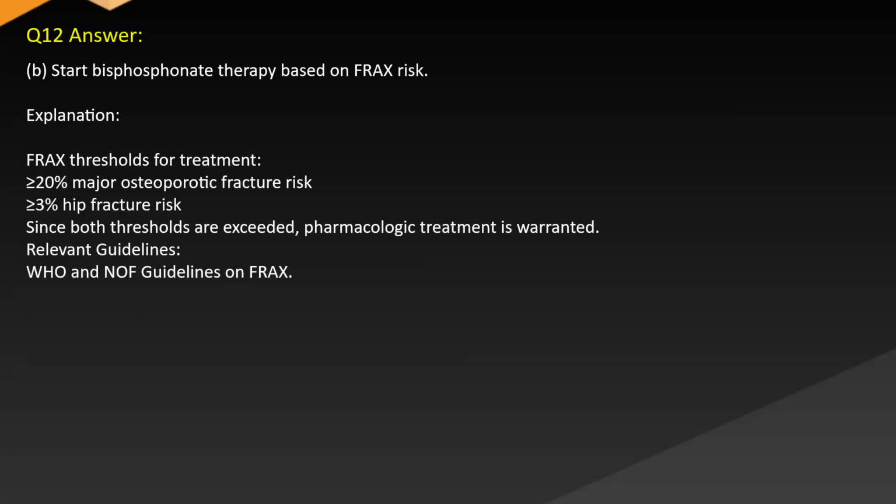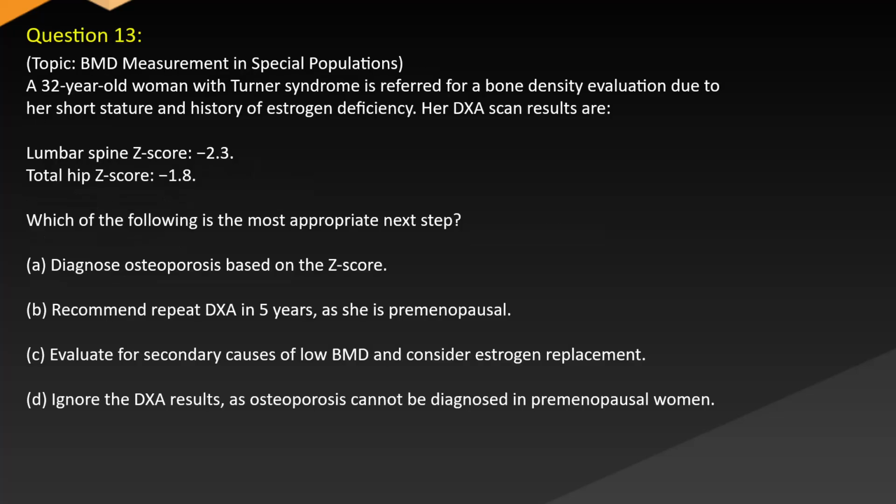Answer B. Start bisphosphonate therapy based on FRAX risk. Explanation: FRAX thresholds for treatment: 20% major osteoporotic fracture risk, 3% hip fracture risk. Since both thresholds are exceeded, pharmacologic treatment is warranted. Relevant guidelines: WHO and NOF guidelines on FRAX. Question 13, topic: BMD measurement in special populations.